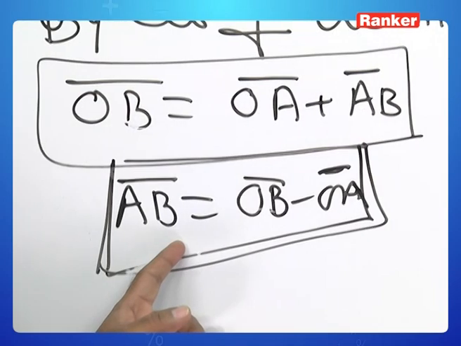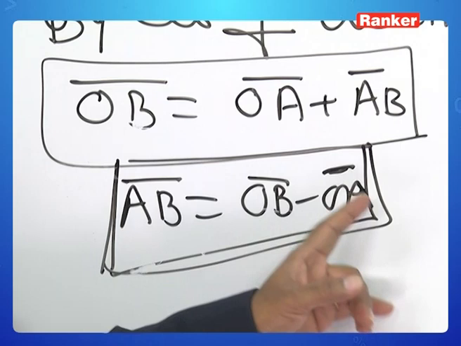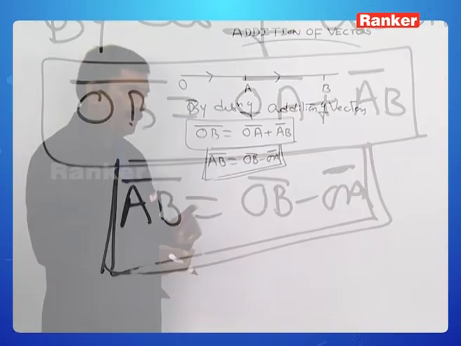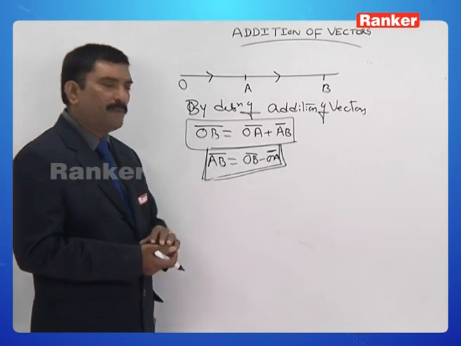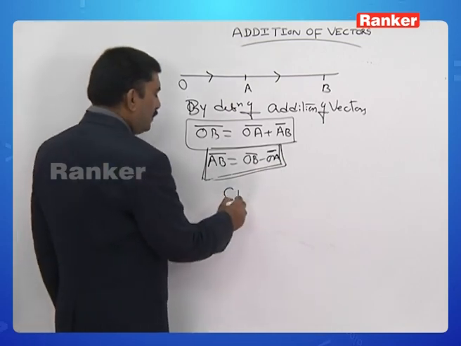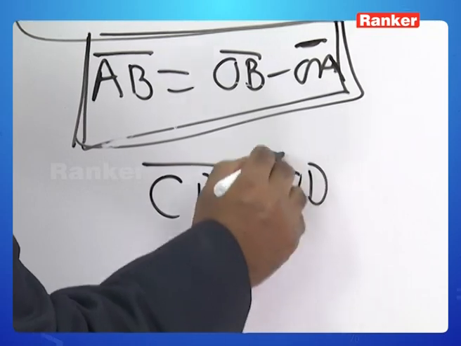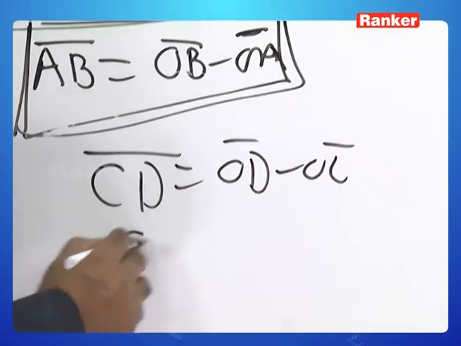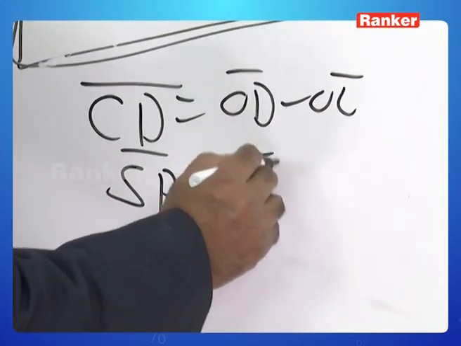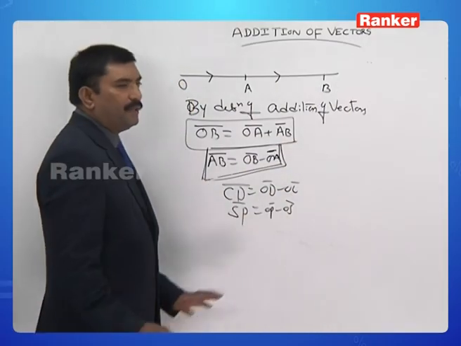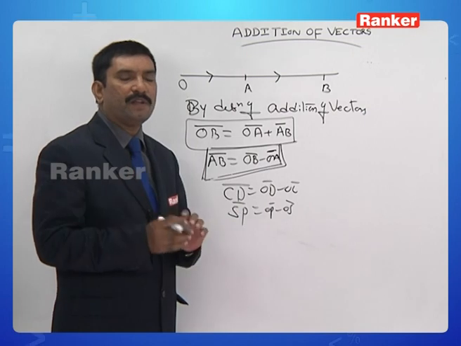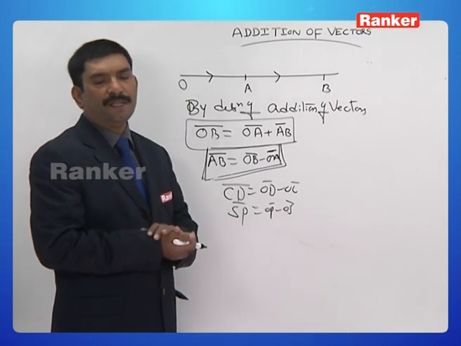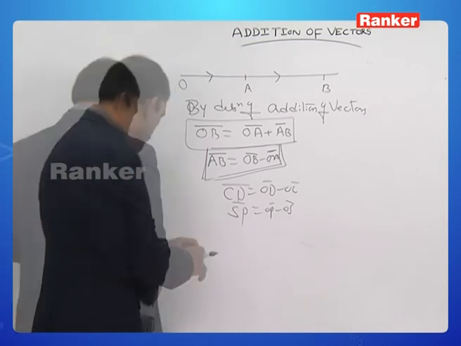AB bar is equal to OB minus OA. That is the position vector of what? Terminal point minus position vector of what? Initial point. So I can also write CD bar as OD minus OC. Next, SP bar is OP minus OS. This is how to express any vector in terms of the position vectors of its extremities.